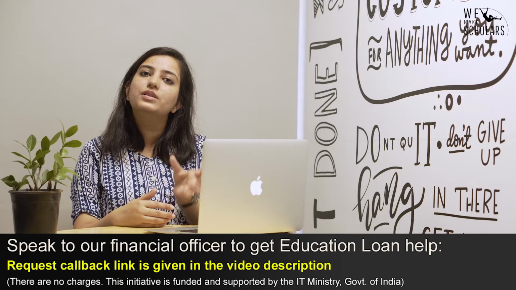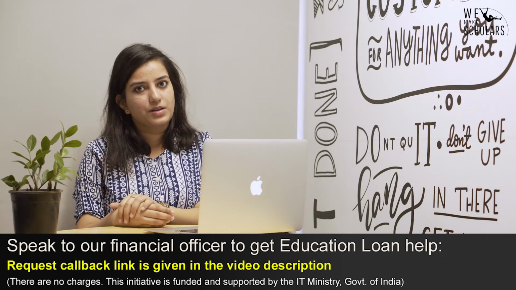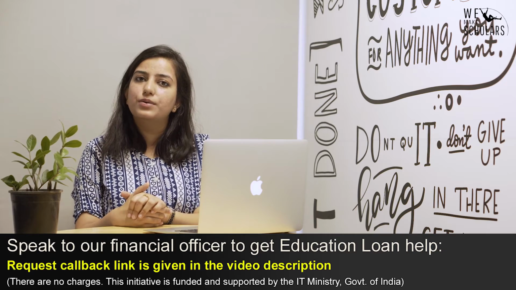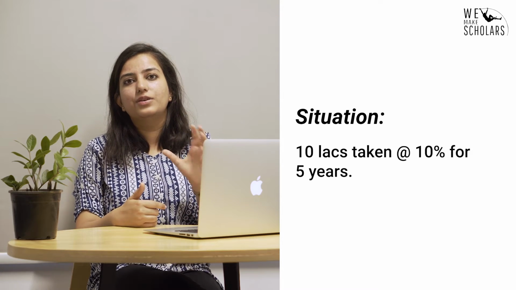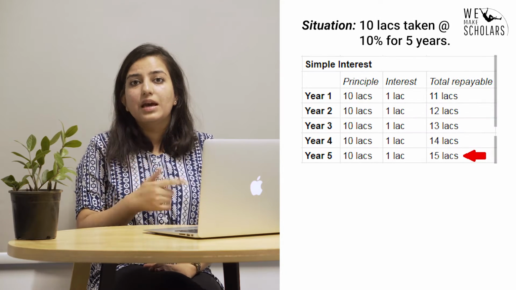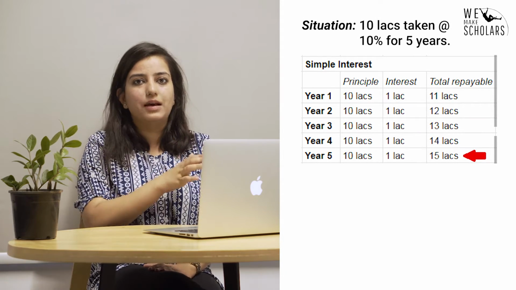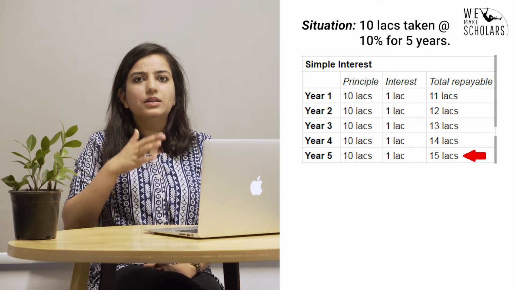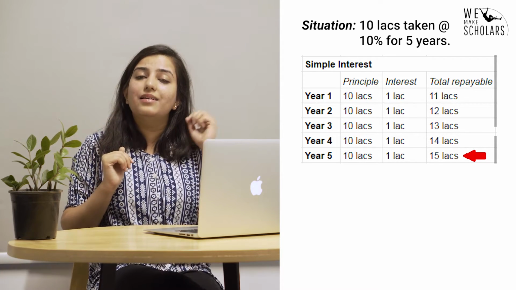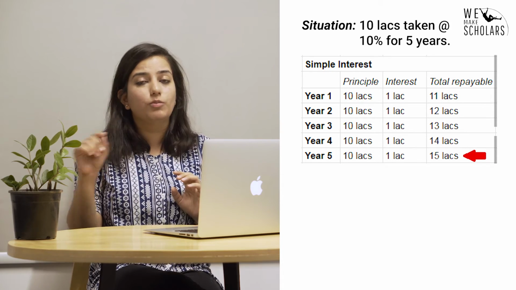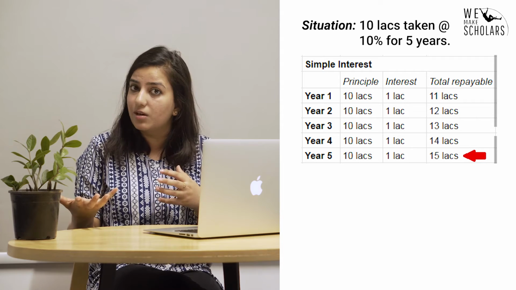Let's start with definitions. Simple interest means the interest will be only charged on the original principal amount, whereas compound interest means the interest will be charged on the principal amount plus the accumulated interest. For example, if you take a 10 lakhs loan at 10% interest per annum for, let's say, 5 years. So in case 1, if it is simple interest, then in year 1 the interest will be charged on 10 lakhs, that is 1 lakh rupees. In year 2 again the interest will be charged on 10 lakhs only, so again 1 lakh rupees. Similarly in the third year, and at the end of 5 years if you see, it will be 10 lakhs of total principal amount plus 5 lakhs of accumulated interest. So 15 lakhs will be the total repayable.